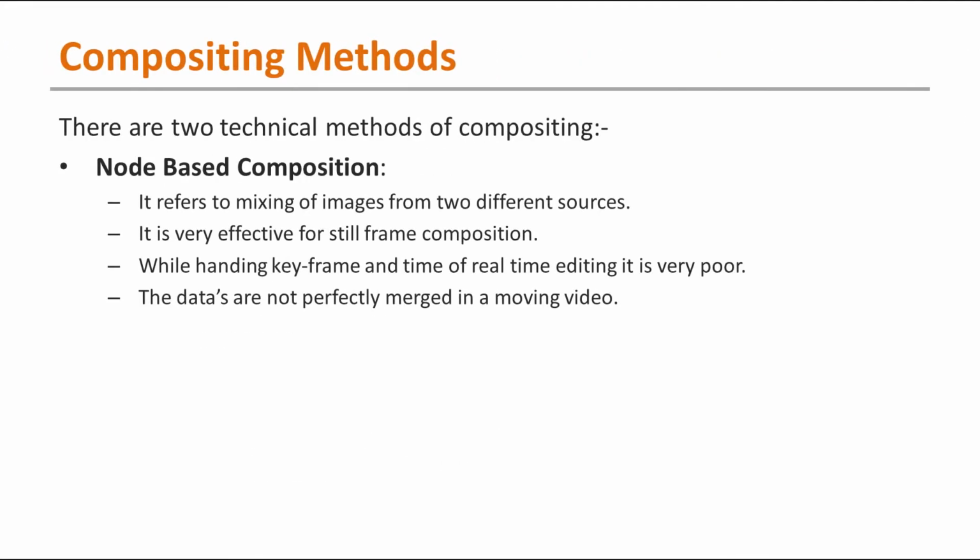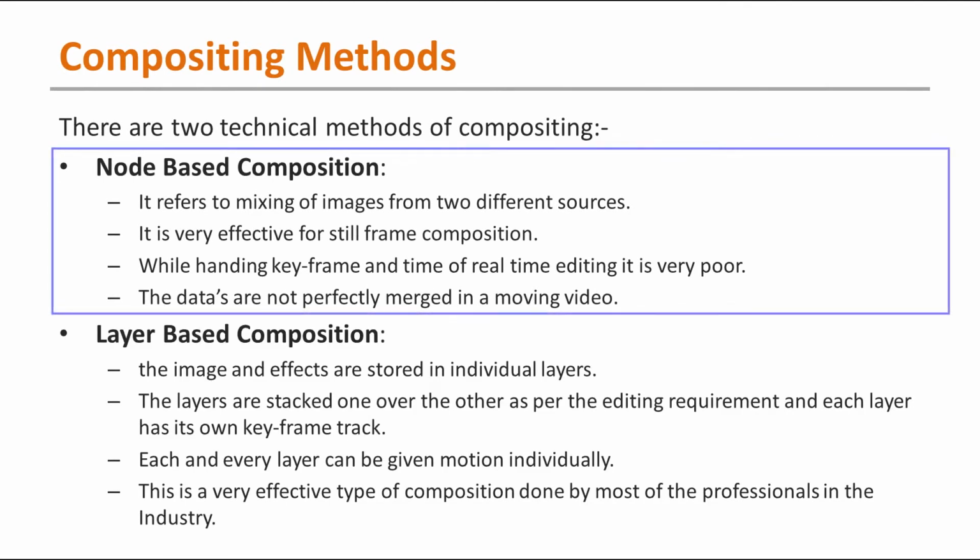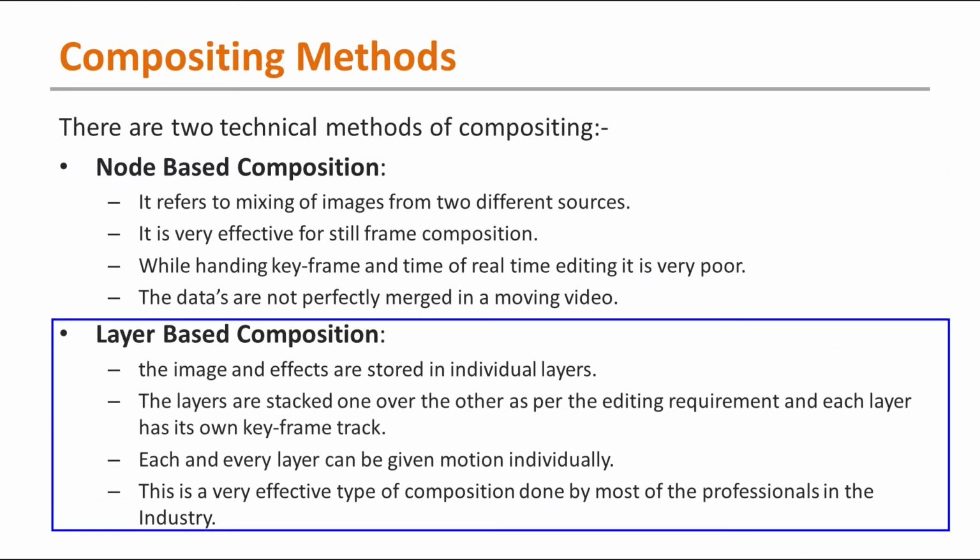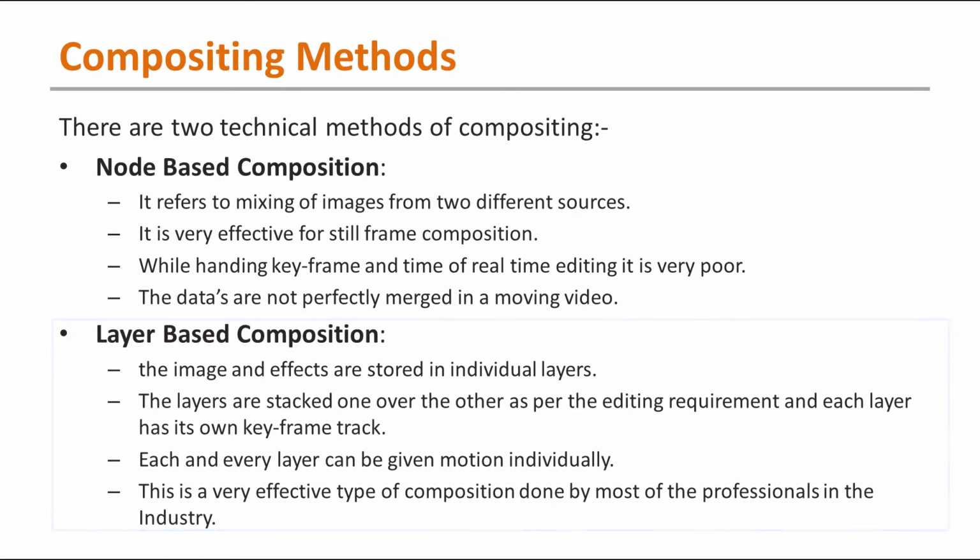There are two technical methods of compositing. The first one is node-based composition, which refers to the mixing of images from two different sources. It is very effective for still frame composition, but not very good while handling keyframes, and the time of real-time editing is very poor. In layer-based compositing, the image and effects are stored in individual layers. The layers are stacked one over the other as per the editing requirement, and each layer has its own keyframe track. Each and every layer can be given motion individually.